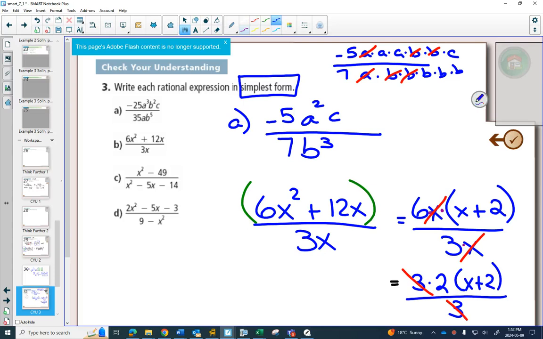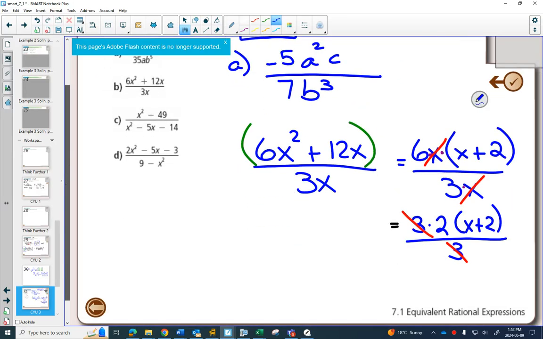Most people would just skip this step and say, well, if I'm multiplying and I have numbers, 6 divided by 3 is 2. And that would give me 2 times x plus 2. Does the answer key leave it like that, or do they write 2x plus 4? No, they leave it factored. Okay?